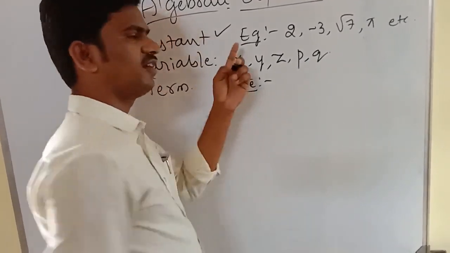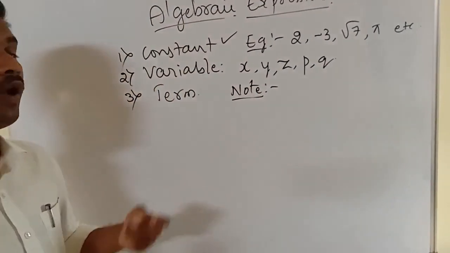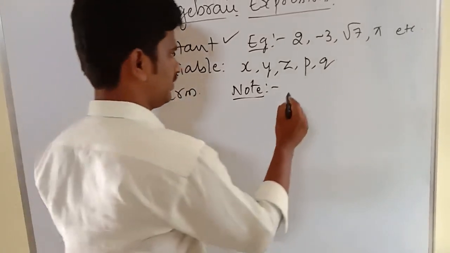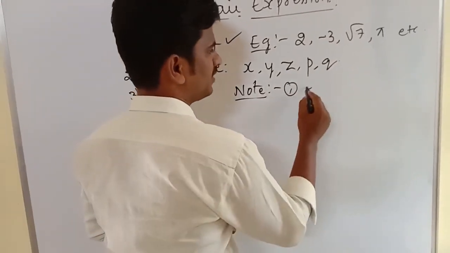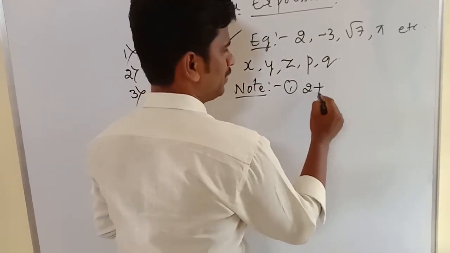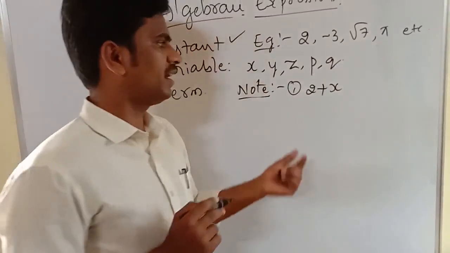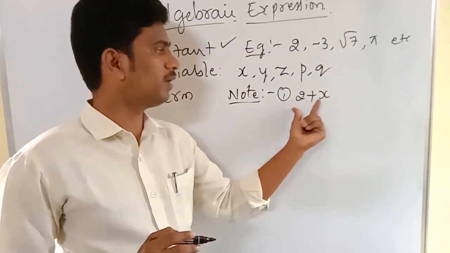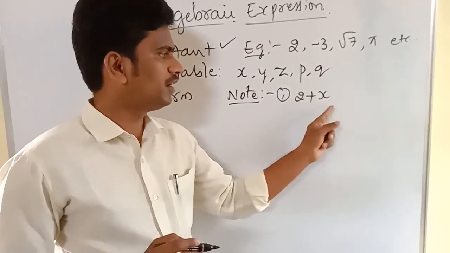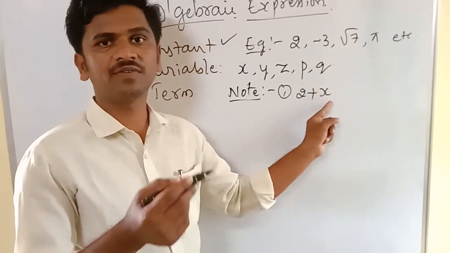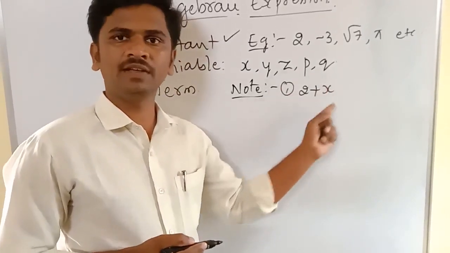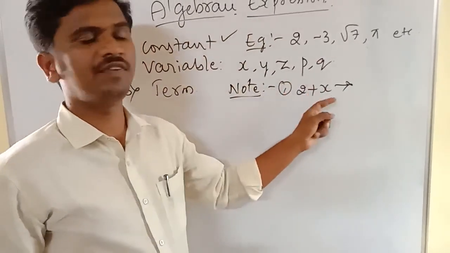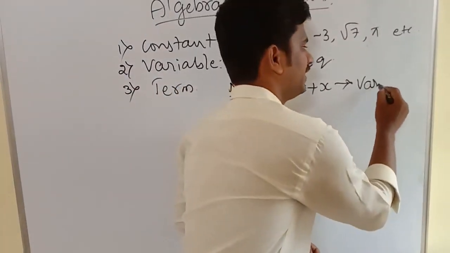We have considered constant and variables. What about the combination of a constant and variable? Let's see once. Suppose I will consider 2 plus x. Here I have taken first one is constant and second one is variable. What about their combination? In case, suppose if I give different values for x, its value will be changed. That's why combination of a constant and a variable is always a variable.